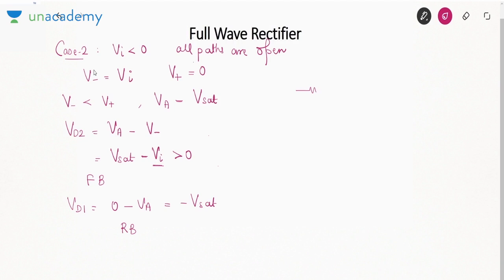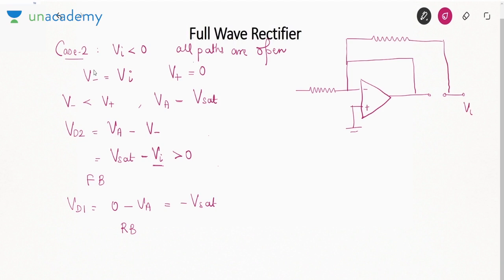Now see this. If we see this circuit, D2 is forward bias, so this path will be shorted. D1 is reverse bias, so this path will be open. In that case, for this V0 dash, there is no path; there is no way the current can reach V0 dash. It will be 0. Okay. This potential will be 0.